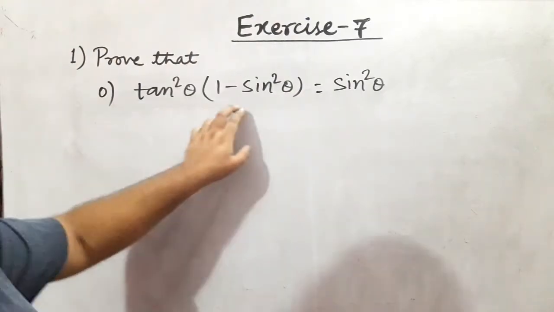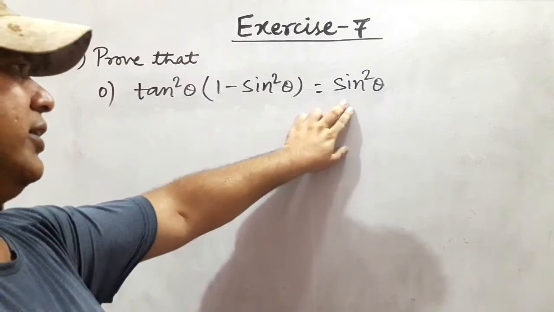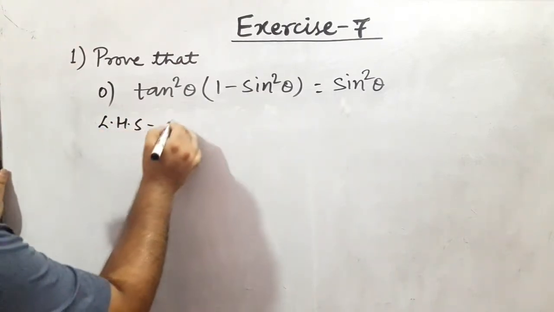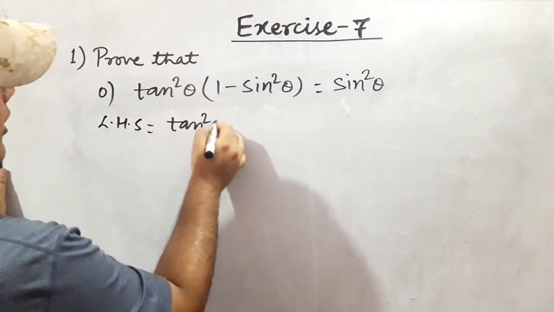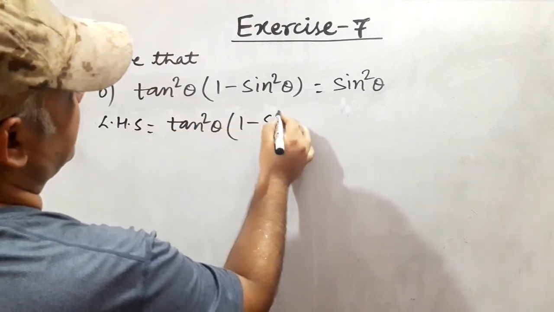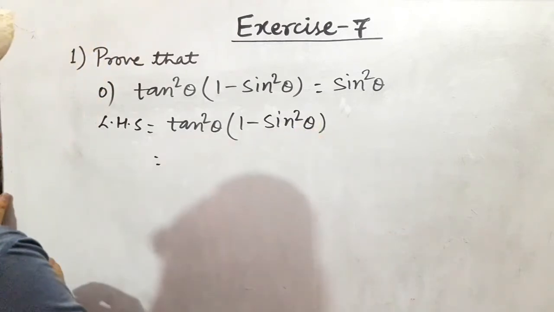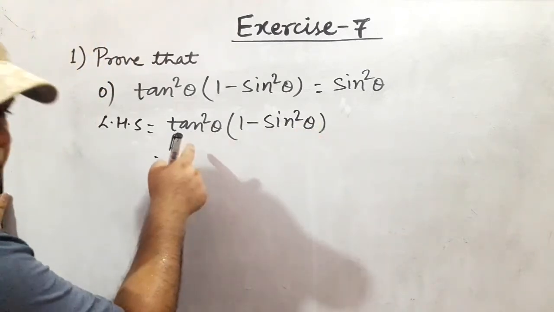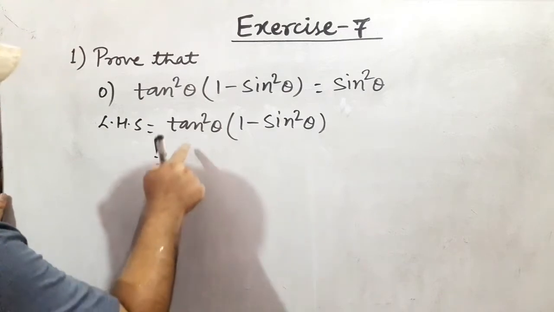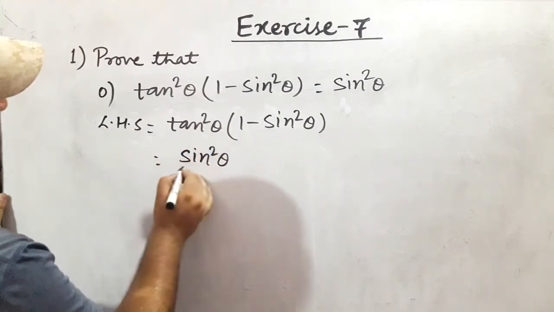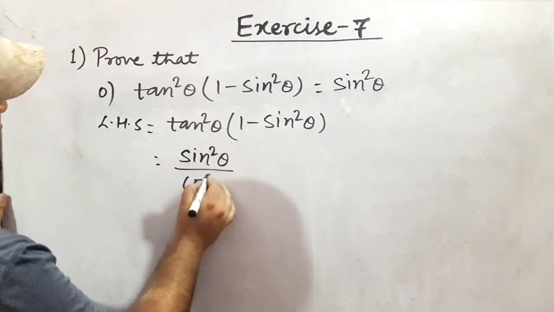Tan square theta into 1 minus sin square theta equal to sin square theta. Let's go from left hand side. We have tan square theta into 1 minus sin square theta. So what is tan square theta? Tan theta equal to sin theta by cos theta. Then tan square theta can be written as sin square theta by cos square theta.